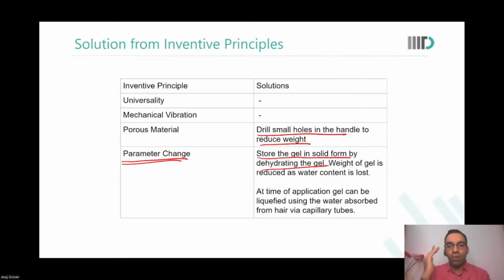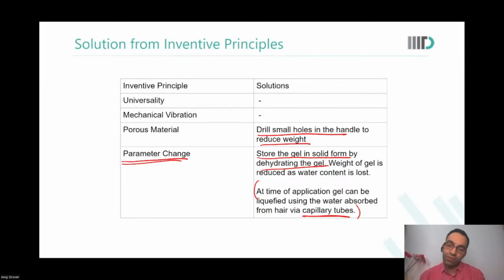Now, when you are combing wet hair, you would get water from the hair itself. You use capillary action to get the water into your gel, and then this gel gets released, and you can comb your hair, style your hair with that.